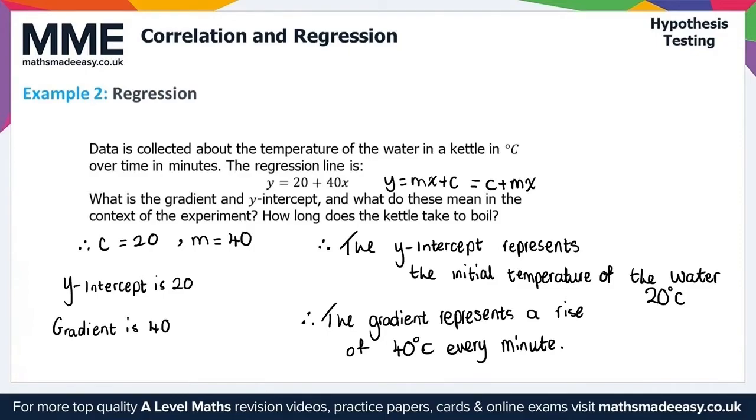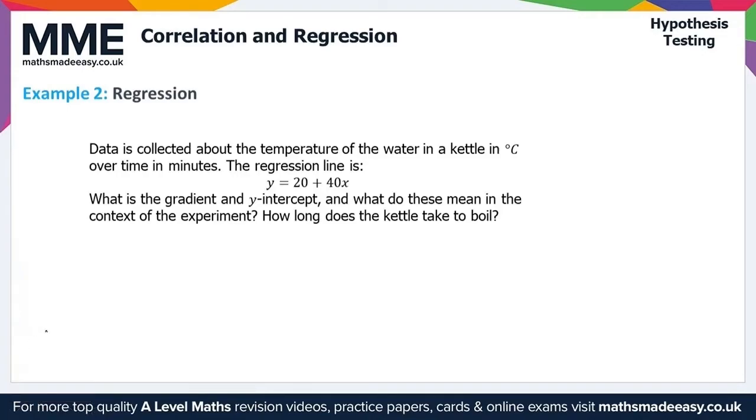And finally, we're asked how long does the kettle take to boil? So here, let's just clear everything we've got on the screen now. How long does the kettle take to boil? Well, the kettle finishes boiling at 100 degrees Celsius. So what we're stating here is that 20 plus 40x is equal to 100.